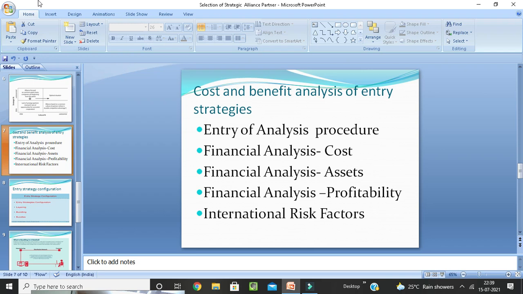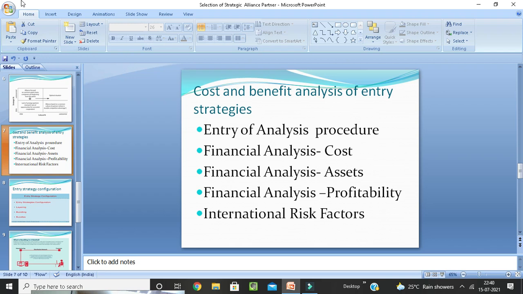So, the primary cost needs to be determined to ensure feedback and control. The government policy, legal and institutional framework must also be considered, as they affect local cost. Next one is financial analysis: assets. The entry strategy is also affected by the level of assets deployed. This also has a bearing on the profitability of the firm.